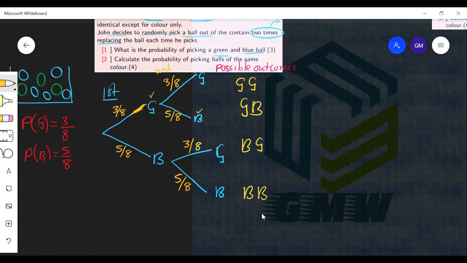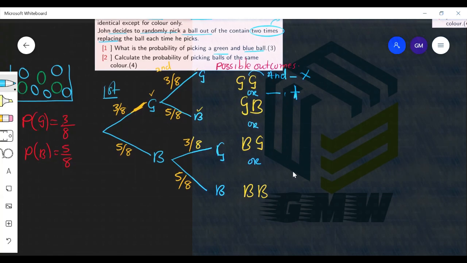But pay attention to what I'm saying. He can pick a green and. Do you see that in between there is and? Yes. Or. Do you see that? Yes. So he can pick a green and a green, or a green and a blue, or a blue and a green, or a blue and a blue, right? Yes. Good. We said that and means times, okay? Yes. Or means plus, right? Yes. All right.